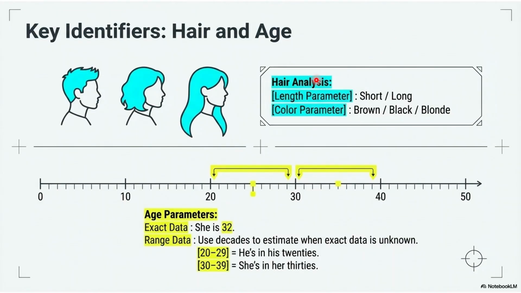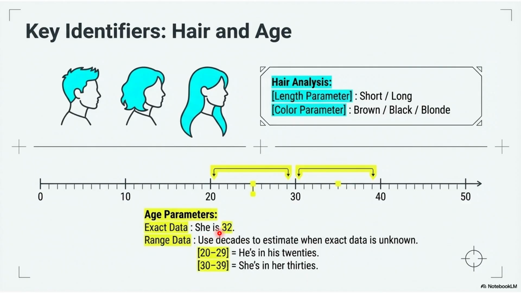Hair analysis. We talk about length. This is the length. You see, short, fairly short, long hair. You see the length. We have short, long. The color parameter: is it brown? Is it black? Is it blonde?